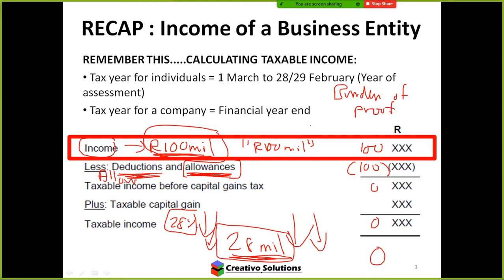So SARS is going to say, no, you can't deduct that. No, you can't deduct that. No, you can't deduct that. But what happens if they say that, but you don't agree? You take them to court. Does that make sense? And in the court, they will establish whether you can or can't deduct what you wanted to.